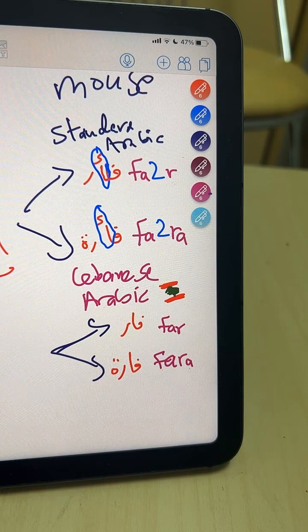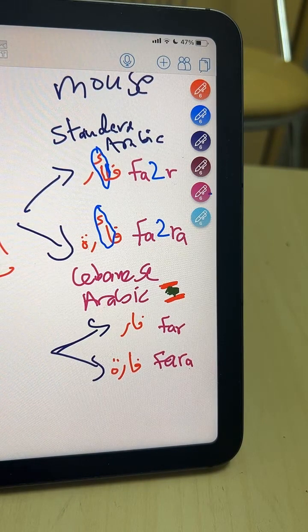E, not like the English E, it's like the French E. The idea is some words keep their original way of writing from standard Arabic, like in this example, fara. But if you look at other words, most of them have E at the end. They don't have A at the end. Only exceptions have A.